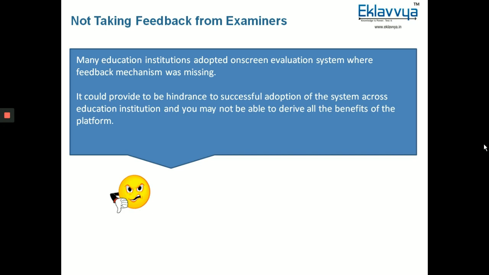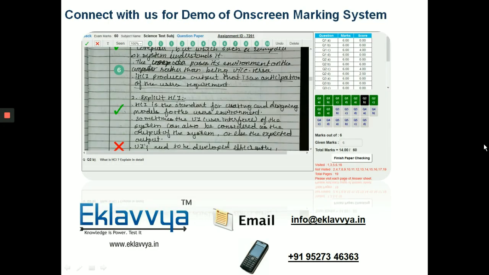Success of on-screen evaluation system depends on feedback provided by professors, evaluators, moderators along with senior members of the education institution or university. Many education institutions adopted on-screen evaluation system where feedback mechanism was missing. It could prove to be a hindrance to successful adoption of the system across education institution, and you may not be able to derive all the benefits of the platform.